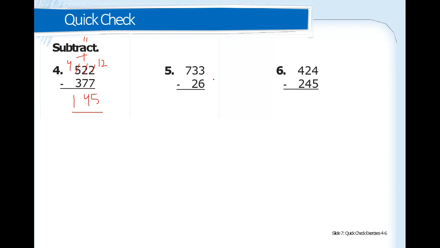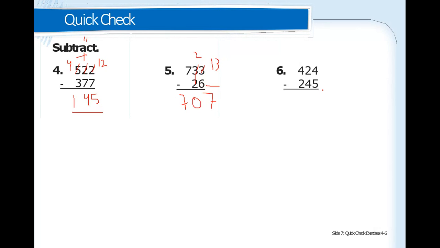733 minus 26. We have more on the floor. We need to move to the next door. We're going to cross 3 to become 2 and 3 is going to become 13. 13 minus 6 equals 7. 2 minus 2 equals 0. 7 minus 0 equals 7. The answer is 707.